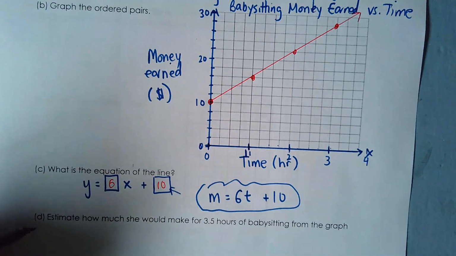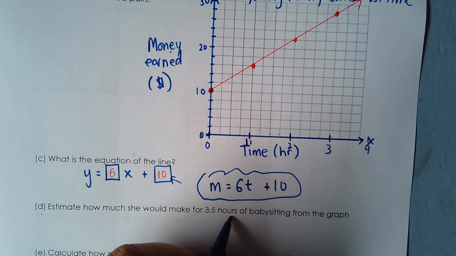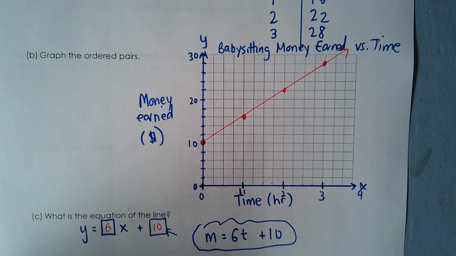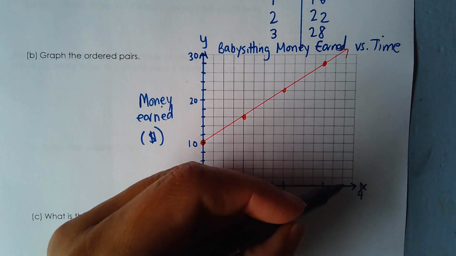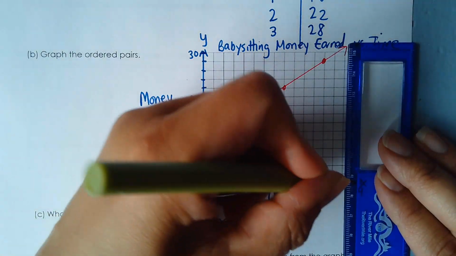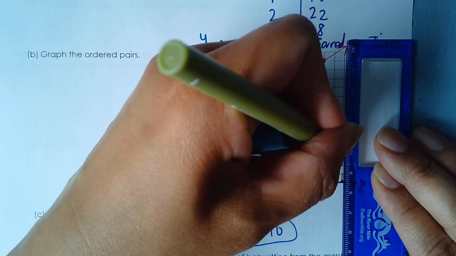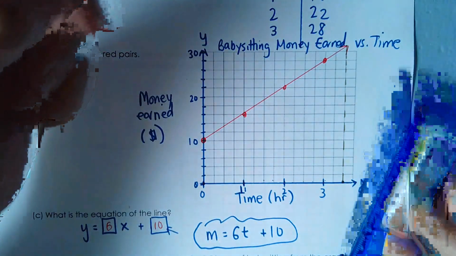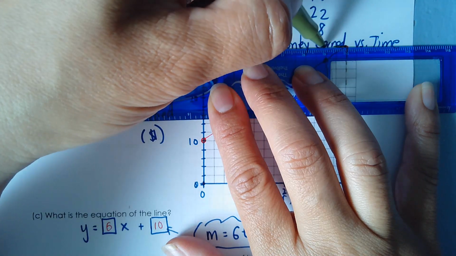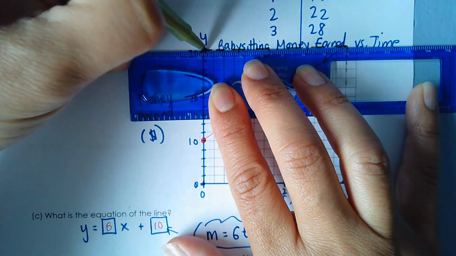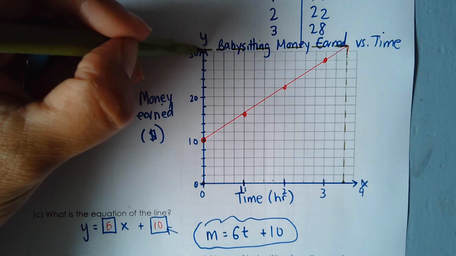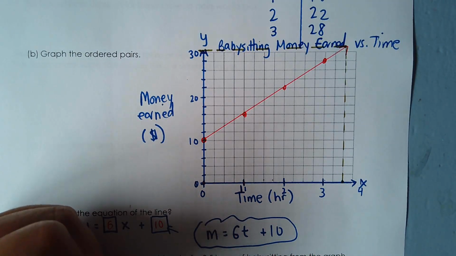Okay, so in part D here, estimate how much she would make for 3.5 hours of babysitting from the graph. So let's go back to the graph here, and 3.5 hours, so this is 3 and this is 4, that would be 3.5. So what I would do is, at 3.5, I would just draw a line up to the graph, where it hits the graph, and I would then draw the line to the y-axis. Looks like it goes a little bit over my grid here, but I'm just estimating. So I estimate this looks like about $32.